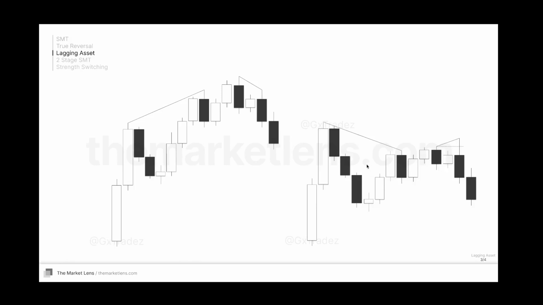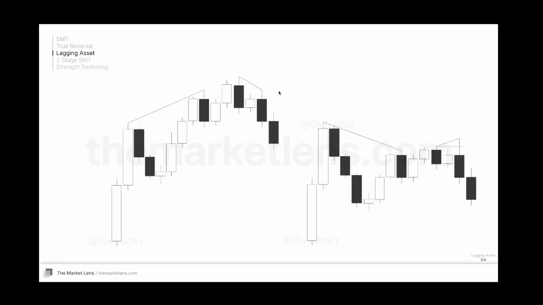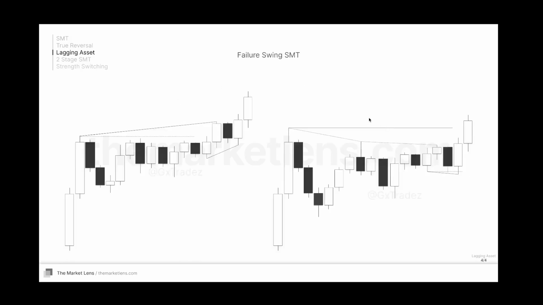Because really what this is, is consolidation on this asset, where it's leaving these highs, it's having a failure swing here. We're sweeping a failure swing. It's not high probability, but again, you're going to see this from time to time, and you need to be aware of it. But if I don't see a strength switch, guys, I will not use this. If you don't see a strength switch, I'm not ever trusting this SMT. So that's something to note.